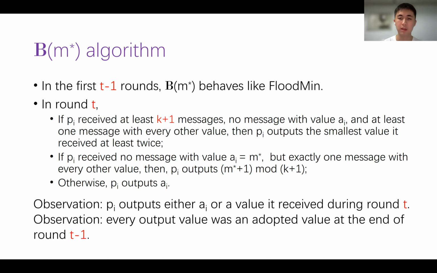Next, we define a family of algorithms B_{m*}, parameterized by the value m*. In the first t-1 rounds, B_{m*} behaves like the flood-min algorithm. In round t, however, B_{m*} does something more complicated. The important thing is that every process outputs a value that was adopted by some process that has not crashed at the end of round t-1. In other words, the set of output values is a subset of adopted values at the end of round t-1.